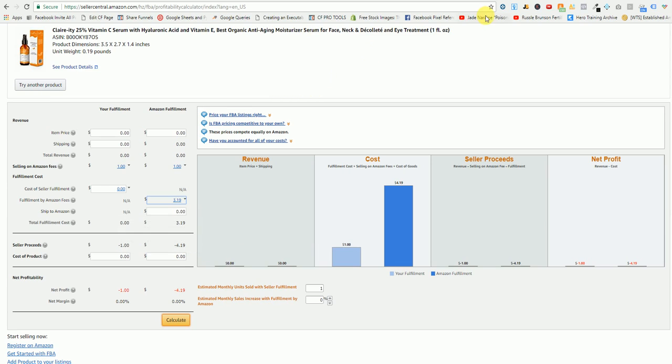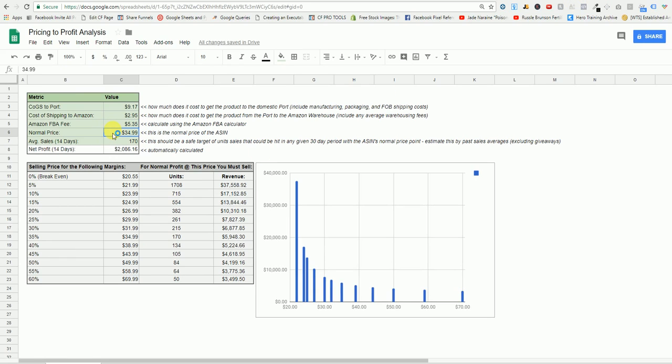Alright, so the next thing you want to put in is your normal pricing. In my case, my normal price is $34.99. And I looked back over the past couple of months and tried to figure out what I sell on average over 14-day periods, and that's about 170 units. So I put these 5 numbers in, and that's all I needed, just these 5 things.